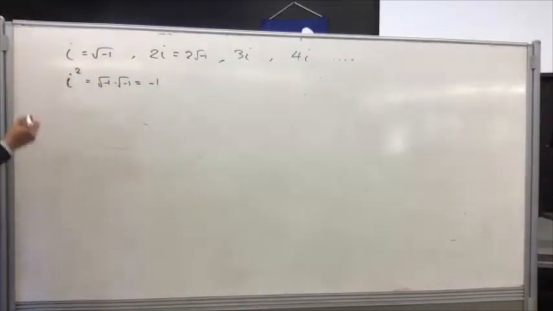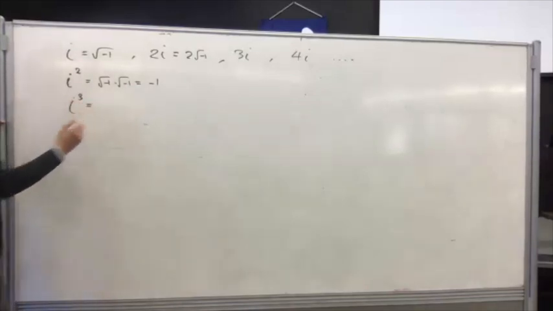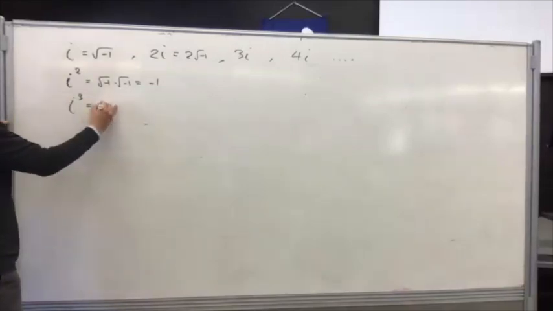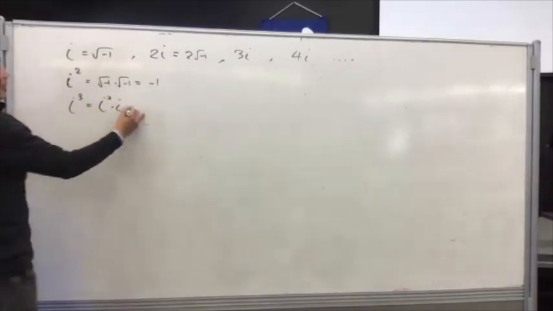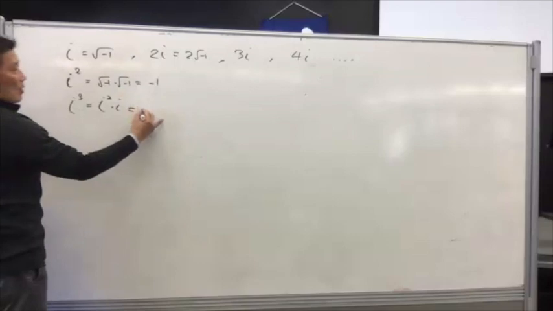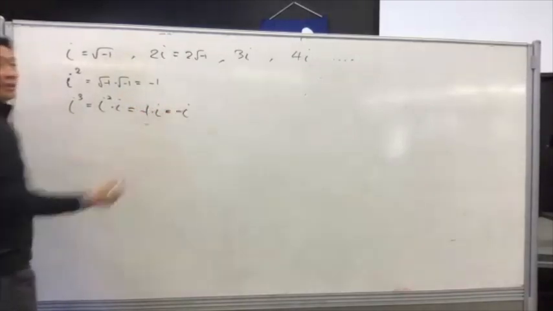Okay. Let's just follow that logic. Can we have i to the third power? It will be i squared times i again, right? And i squared we just found out is negative 1. So it's negative 1 times i, so it's negative i.